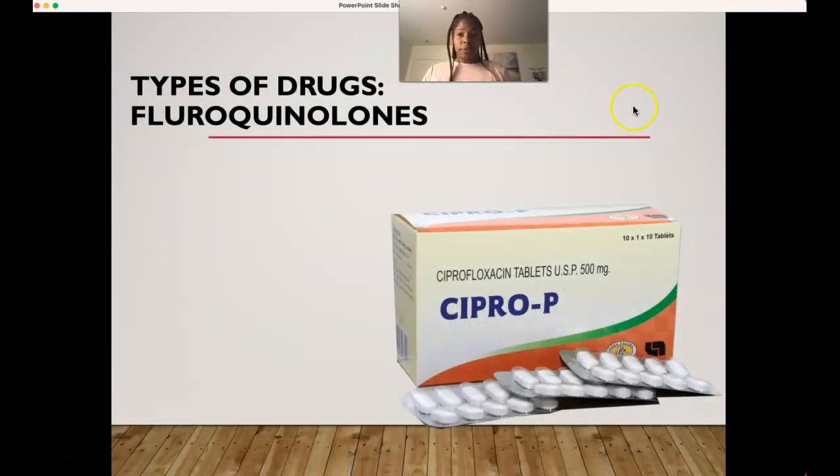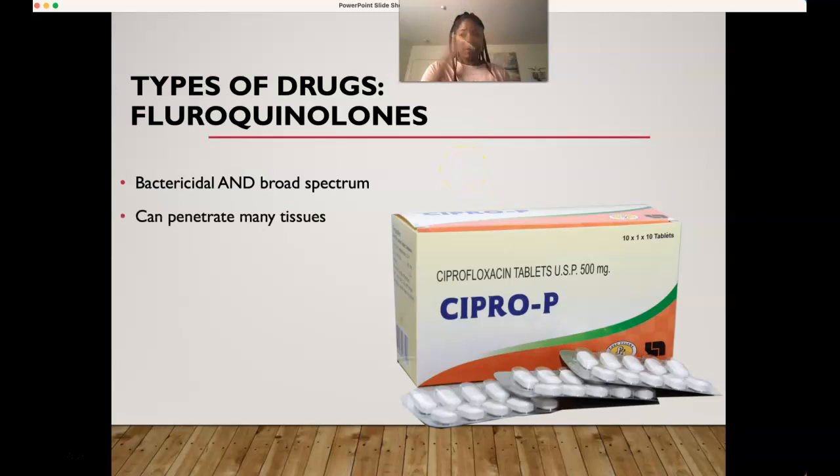Next are the fluoroquinolones. They're bactericidal and broad spectrum. So they're going to kill off everything, good and bad. So the increased risk for adverse side effects with these particular groups of drugs is very, very high.